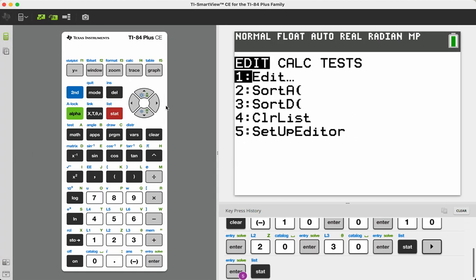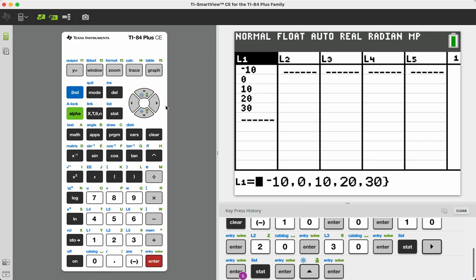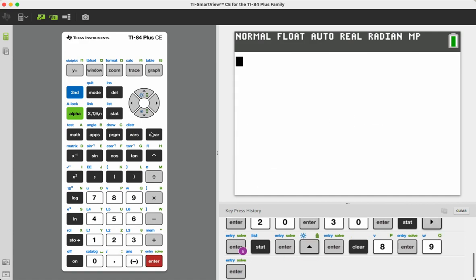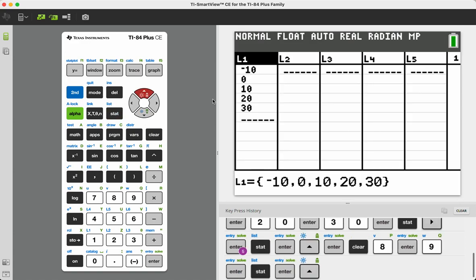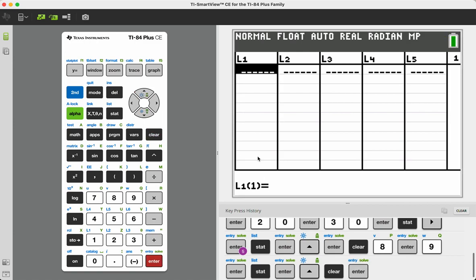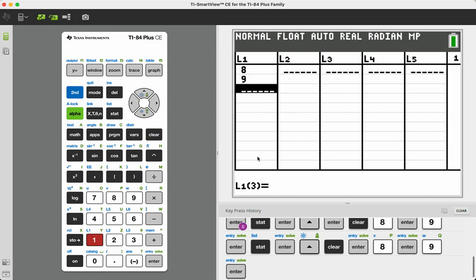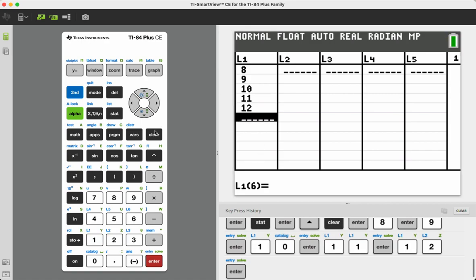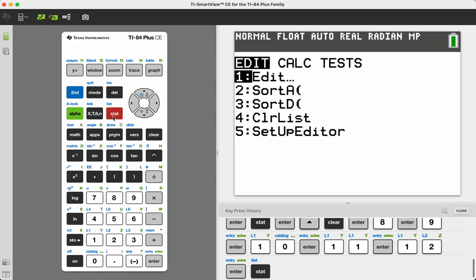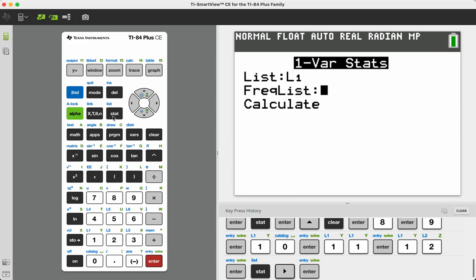We're going to go back to stat. We're going to clear this list. Hit clear, not delete, and type in 8. Oh, my mistake. I think I must have missed a step. Let's see. Yep. Clear, enter. There we go. 8, 9, 10, 11, and 12. I've got all my data in. Quick, easy, simple data. Go back here and calculate all my information.